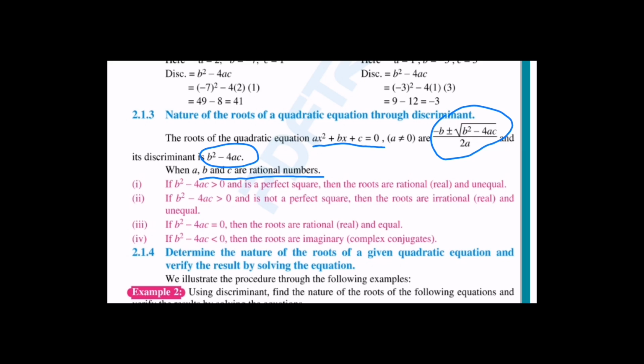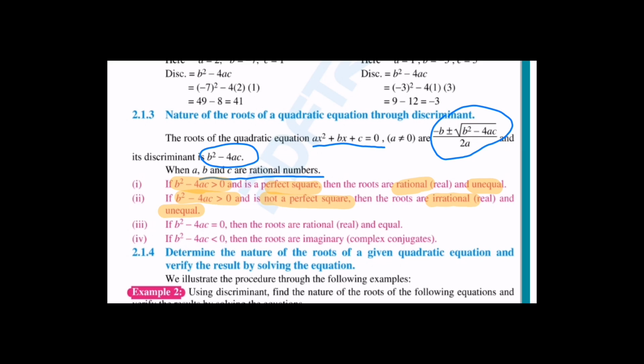If the discriminant b square minus 4ac is greater than 0 and is a perfect square, then the roots are rational and unequal. If the discriminant b square minus 4ac is greater than 0 and is not a perfect square, then the roots will be irrational and unequal.